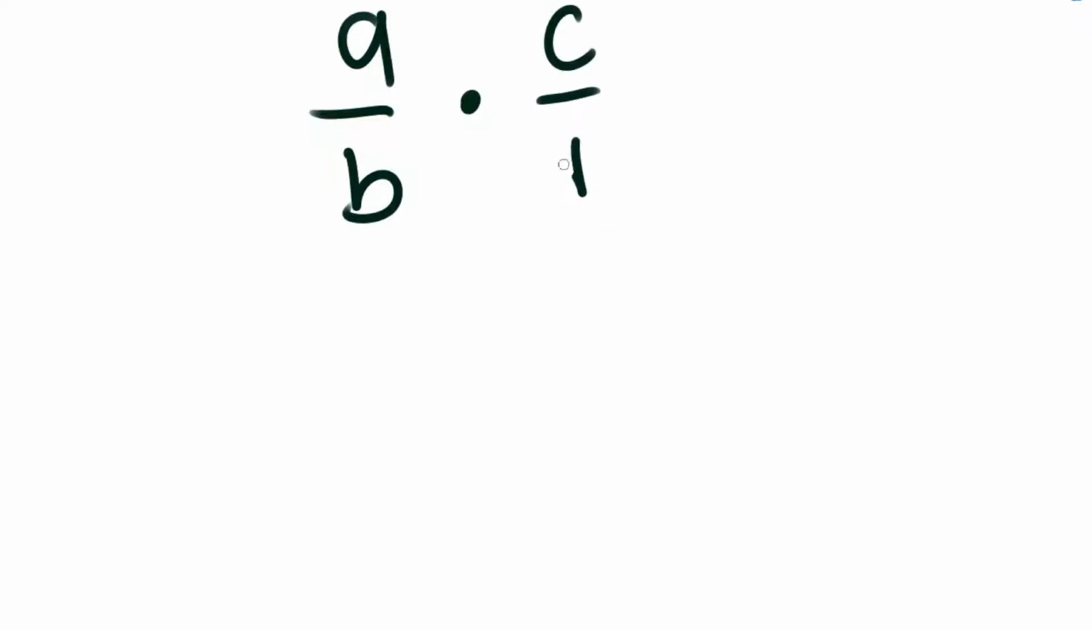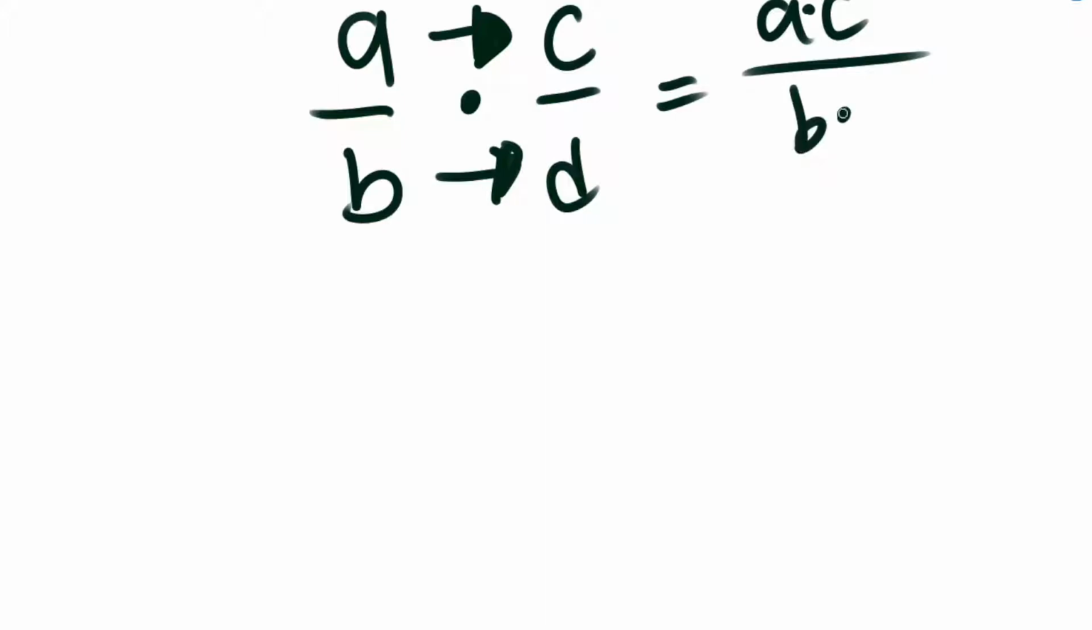So for multiplication, let's say we have a over b times c over d. We multiply straight across from top to bottom. So a times c over b times d.